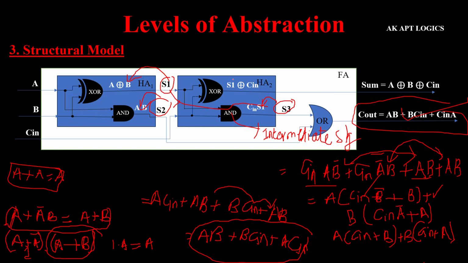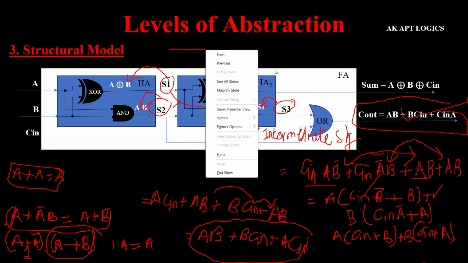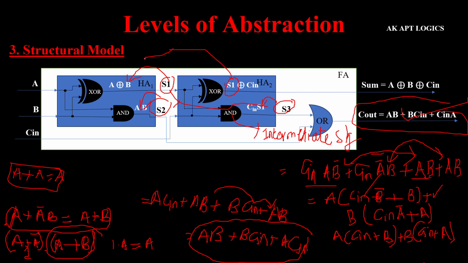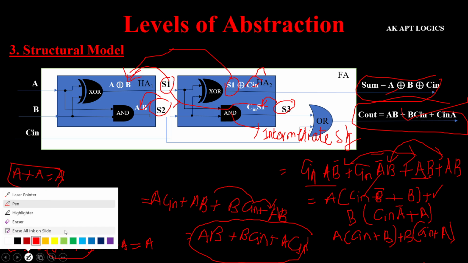Previously I have told you how we got the sum expression, because there is S1. S1 is nothing but A XOR B, and we have C in here. Okay, A XOR B, XOR C in. So for sum there is no problem. Easily we can say how the carry came. For that we need to see this analysis. Everything will be discussed in digital electronics itself, but if anyone doesn't know, I told you this part.